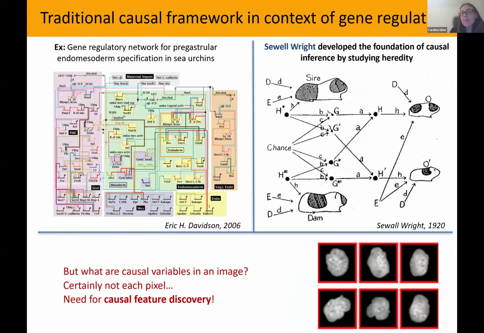Okay, so how do we think about causality? Well, in the biological sphere, I guess the gold standard would be, we would love to be able to draw these full regulatory networks.